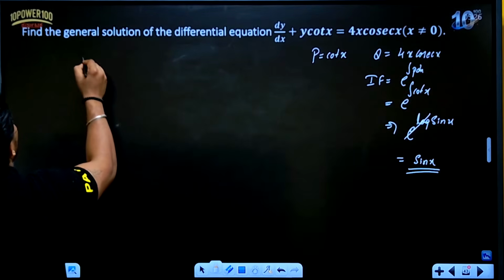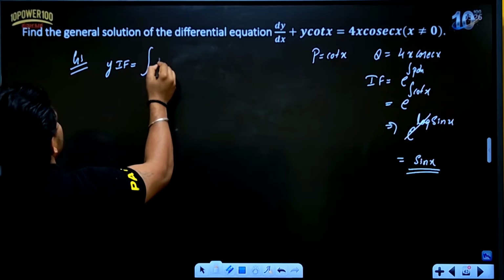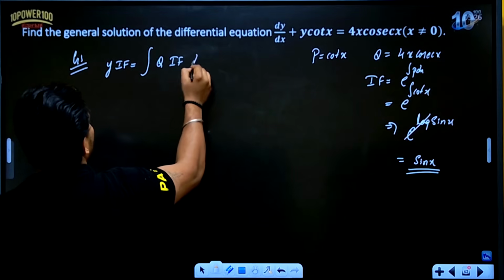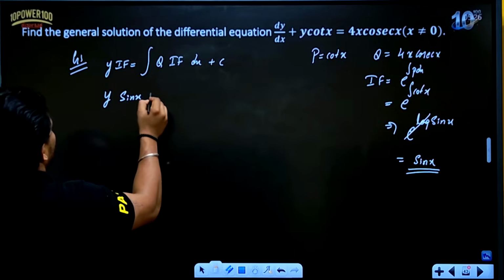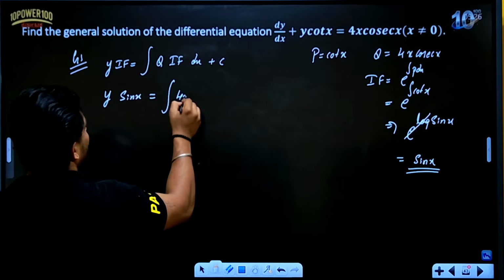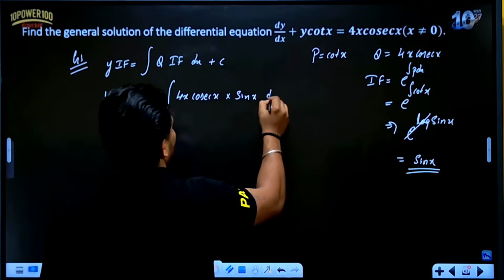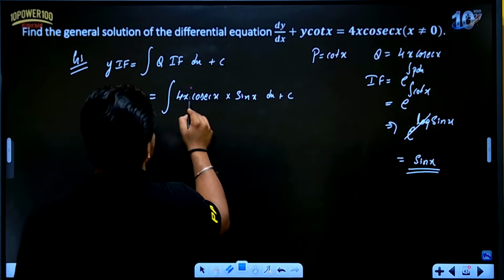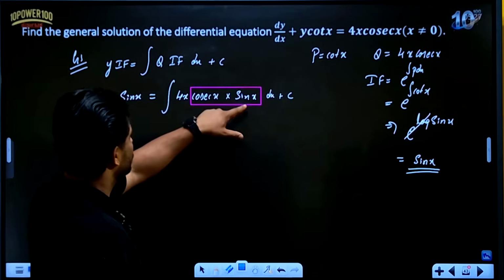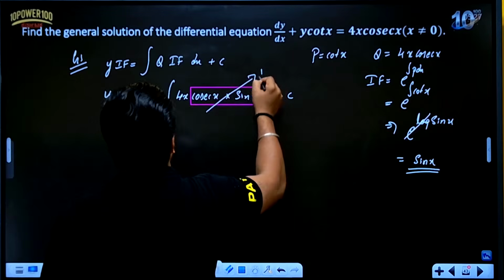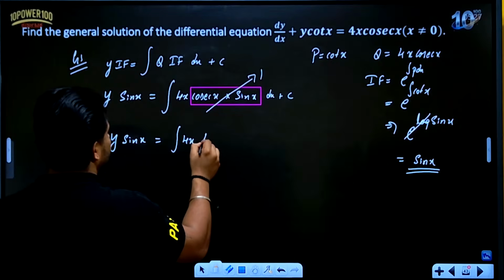Now it's simple, so the general solution. The general solution is y into integrating factor is equal to integration of q into integrating factor dx plus c. So y into integrating factor, sin x, is equal to, q is 4x cosec x into sin x dx plus c. Now if you know this relation, sin x into cosec x is actually what? 1, right, because they are reciprocal to each other. So this value is 1. So y sin x is equal to integration of 4x dx plus c.